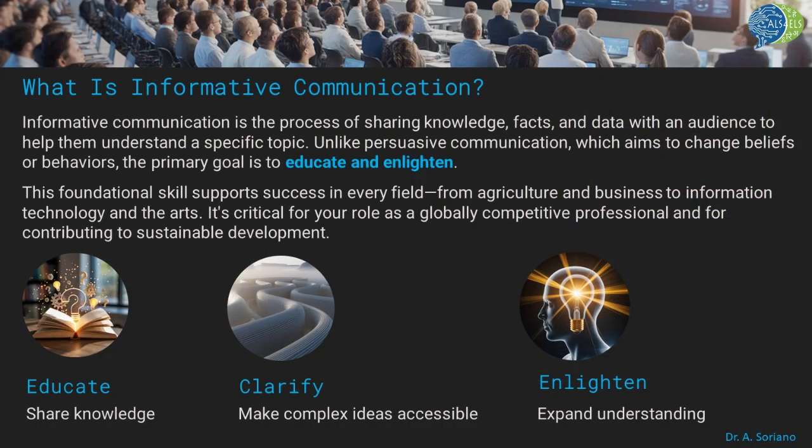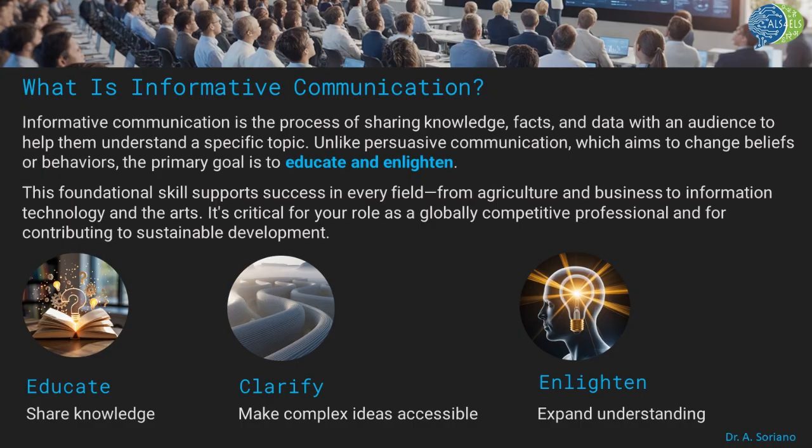So, let's start with the basic question: what exactly is informative communication? At its core, informative communication is the process of sharing knowledge, facts, and data with an audience. The primary objective here is to help them understand a specific topic. As you can see from the image of the open book, the goal is to educate by sharing knowledge, to clarify complex ideas and make them accessible, much like navigating a winding path, and ultimately, to enlighten your audience by expanding their understanding of the world.